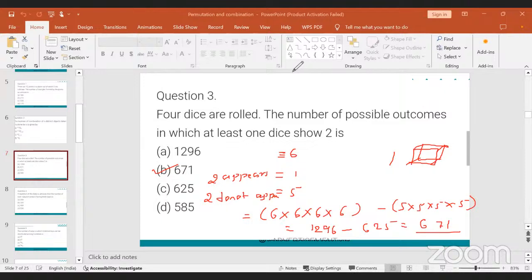Because once we throw the dice, 2 appears only one way: the first face is 1, the second face is 2, the third face is 3, and like this, a total of 6 numbers will be present. So when I throw randomly, I get 2 in one way, and in the remaining 5 ways it does not appear. For 4 dice we get 6 into 6 into 6 into 6, and 5 ways it does not appear. So subtract one from the other, and you will get the answer.